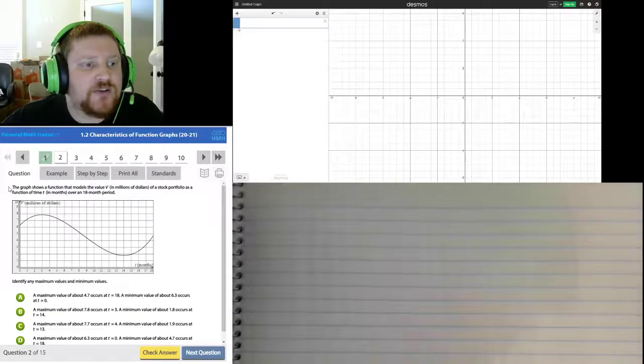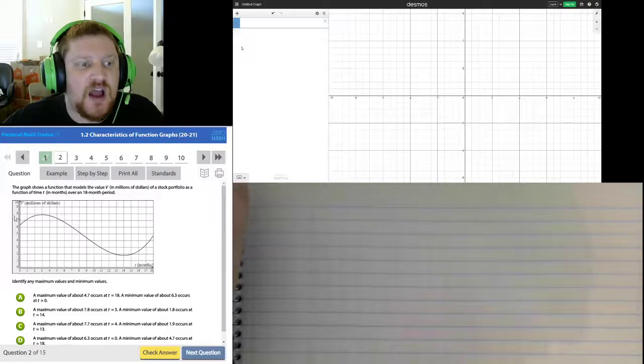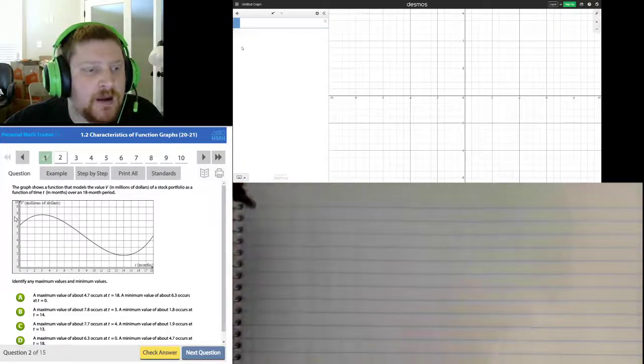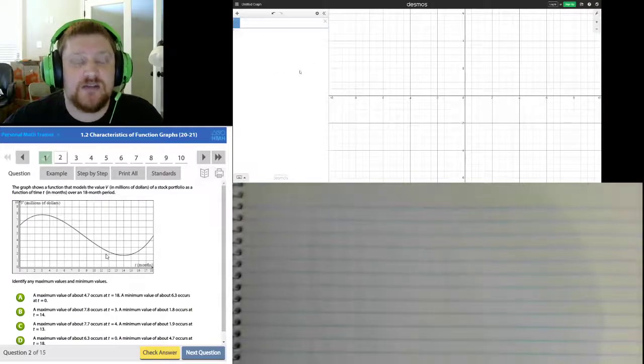So the graph shows a function that models the value v in millions of dollars of a stock portfolio as a function of time t in months over an 18-month period. Same question. Graph is a little bit different though. So always double check the graph, make sure that it's either the same or different.